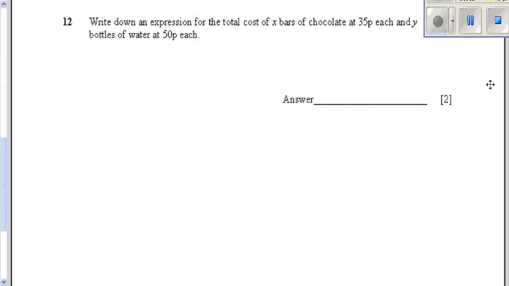Okay, here's question 12. It's another algebra one. So if you want to stop the video, have a go at that, and we'll go through the solution in a minute.